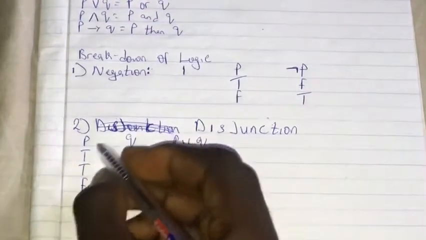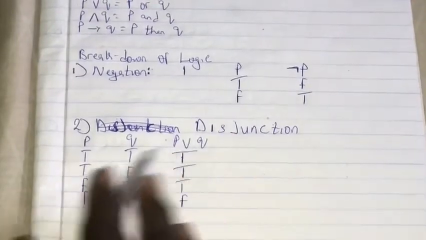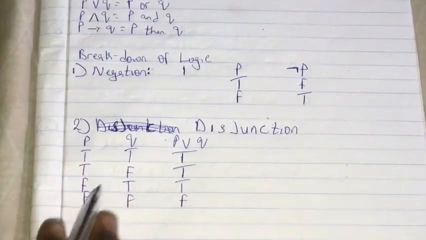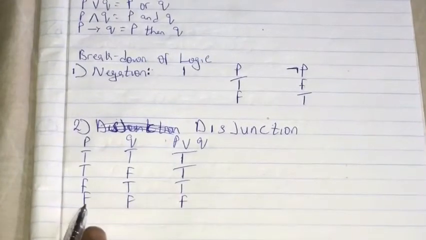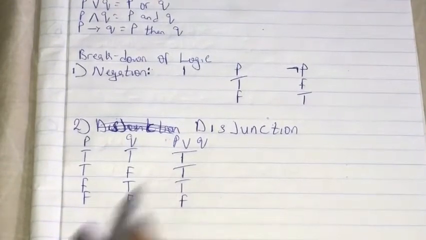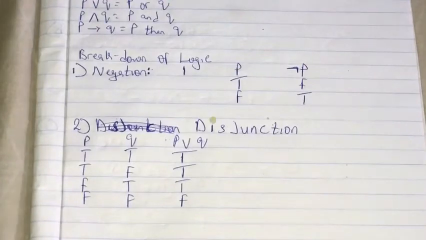Hope you get it. True and true give us true. True and false give us true. False and true will give us true. It is only when you have false and false that you have false. I hope you are clear on that.